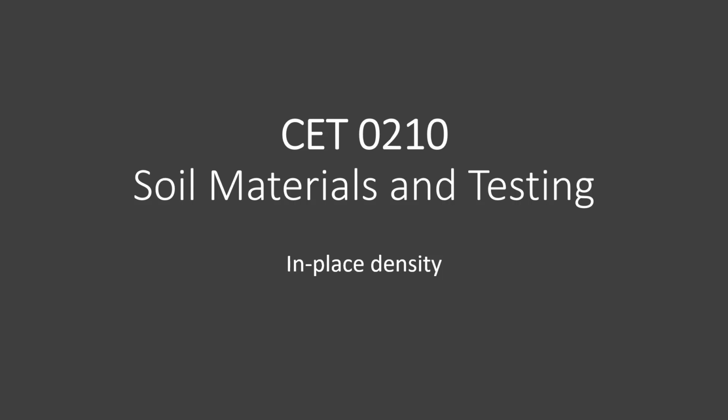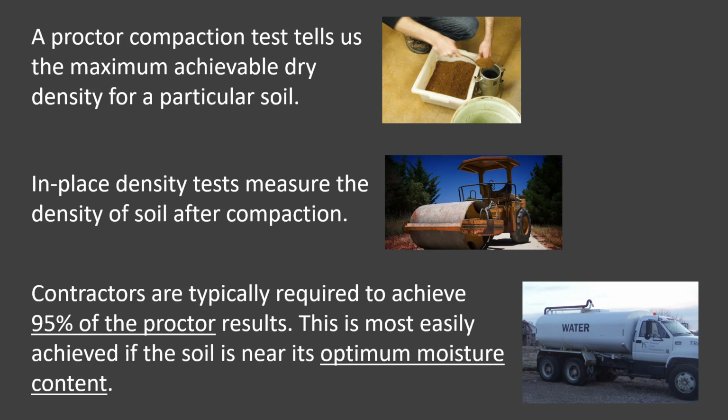Okay, this last test we're going to be working on this semester looks at measuring in-place density of compacted soil. And last week we looked at the Proctor compaction test. And what the Proctor does, right, is by using this mold, it tells us what the maximum achievable dry density is for a particular soil.